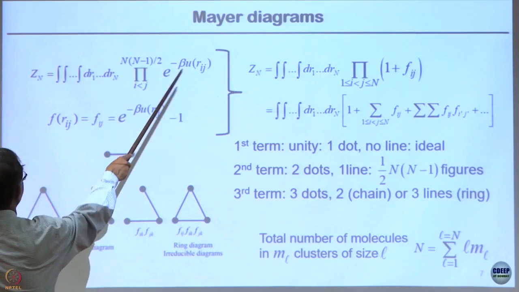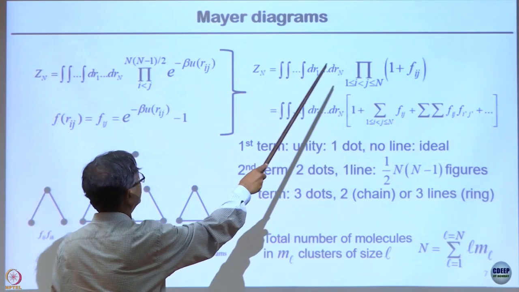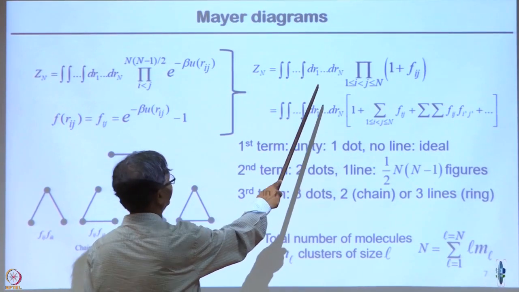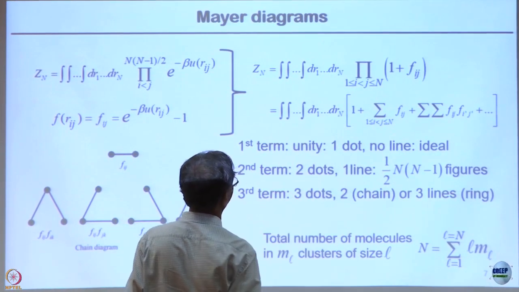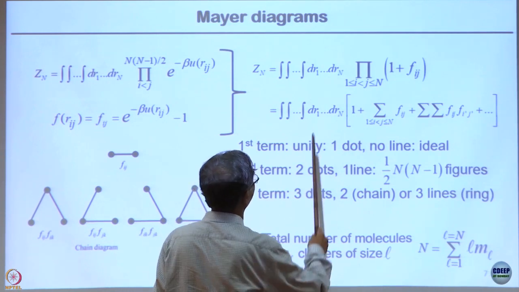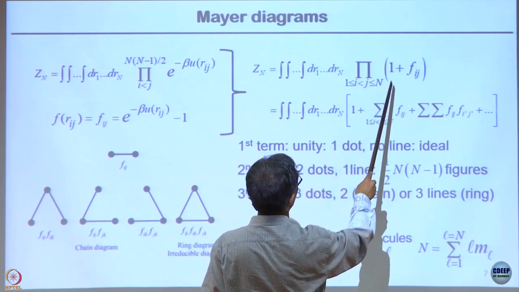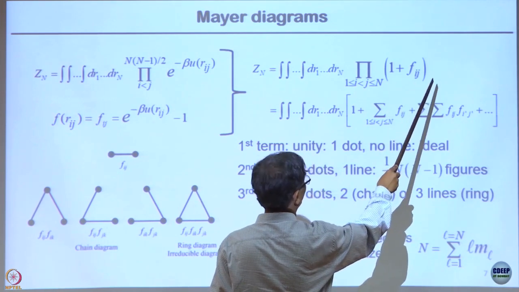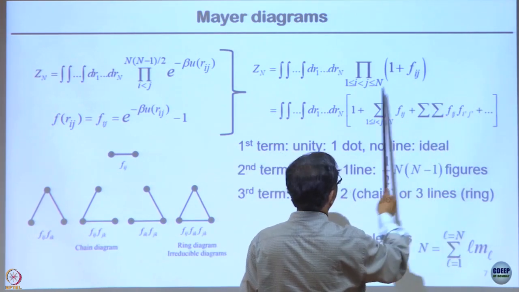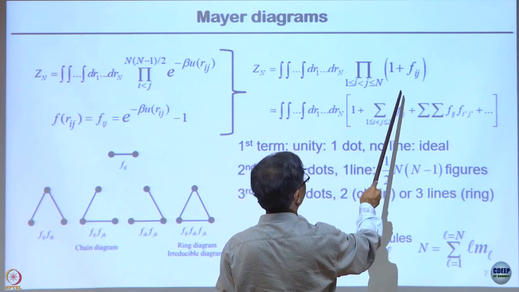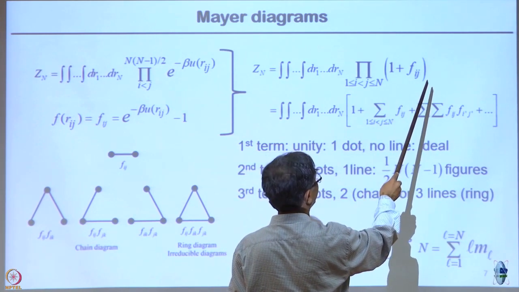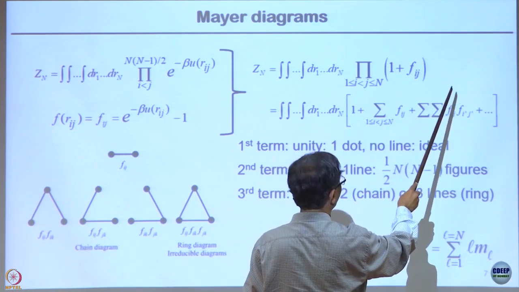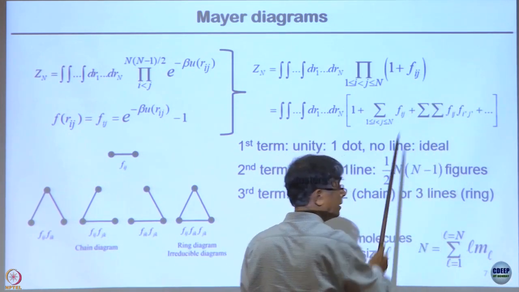Now these are the two things. So the partition function now is 1 plus Fij, but as a product. So now I can do the product. In the first product, all of them are 1. So I write 1 plus, this is a binary, 1 plus F12, 1 plus F13, 1 plus F14, dot, dot, dot. Then multiplying 1 plus F23, 1 plus F24, dot, dot, dot. Then 1 plus F34, 1 plus F45, dot, dot, dot, like that.